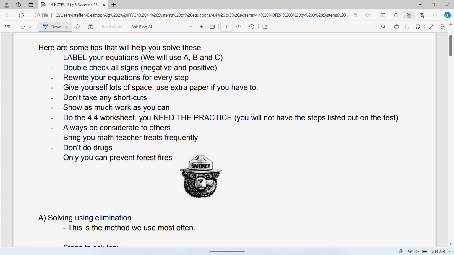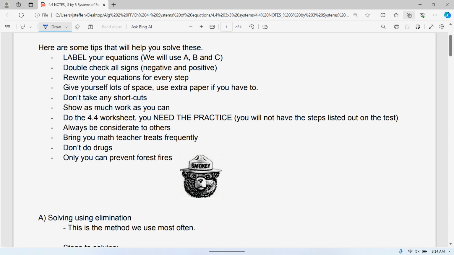Do the 4.4 worksheet. I know a lot of you kind of blow off the worksheet. That is on you. If you feel prepared enough, you don't have to do the worksheet. That's up to you. But this is definitely one of those things that takes practice to get pretty good at or to get comfortable with. So for a lot of you, you need that extra practice.